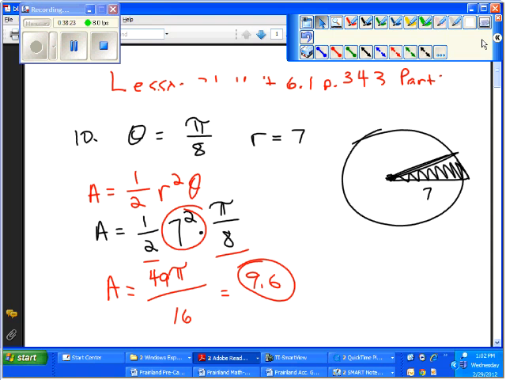Any questions on finding arc lengths and areas of sectors? So arc length s is equal to r theta. Area of a sector is 1/2 r squared theta. And then we've got all that memory work we have to do. On this test, you're not going to use a calculator or notes. You're going to have to do all of those unit circle things from your head.